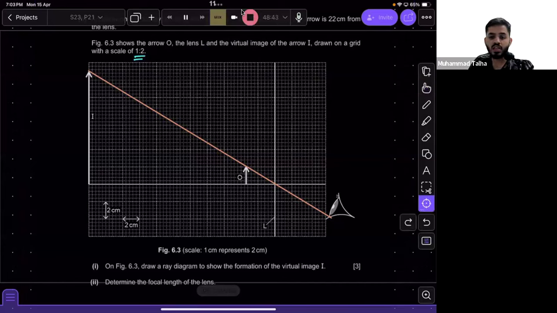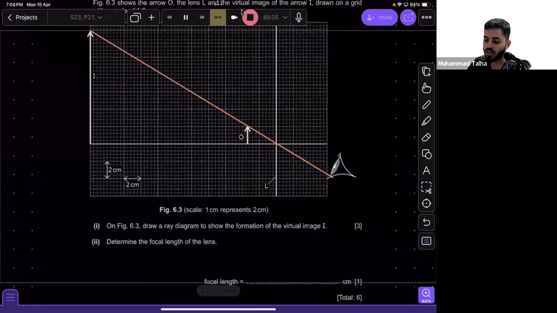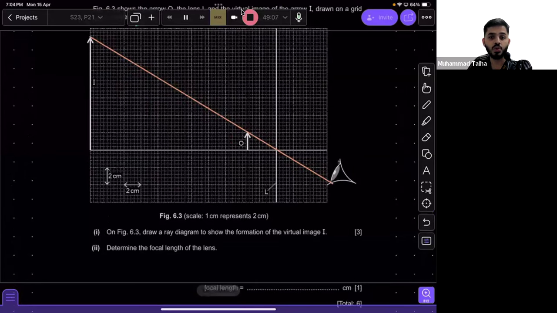Then I can use another rule, which is that when there's a ray parallel to the principal axis, when it bends, it passes through the principal focus. But here, if I remember, the focal length is not given to us. We actually have to find this out. So how would we find this out? First we've done this one.